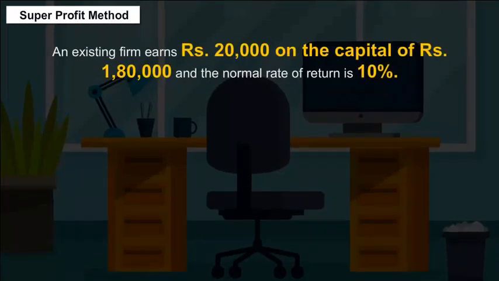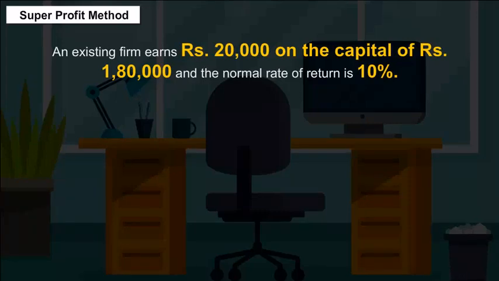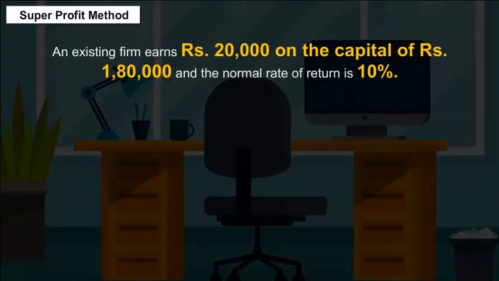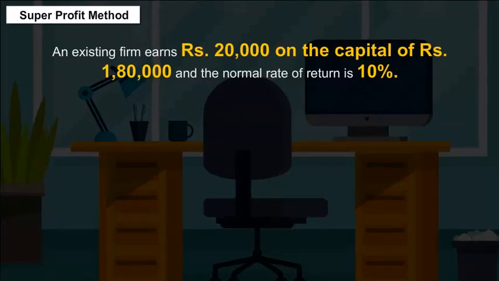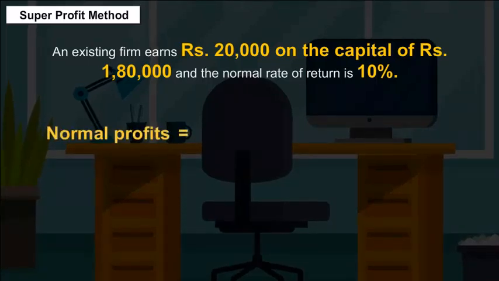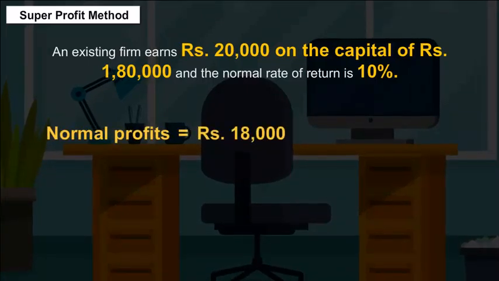For example, an existing firm earns Rs 20,000 on the capital of Rs 1,80,000 and the normal rate of return is 10%. The normal profits will be calculated as Rs 18,000.